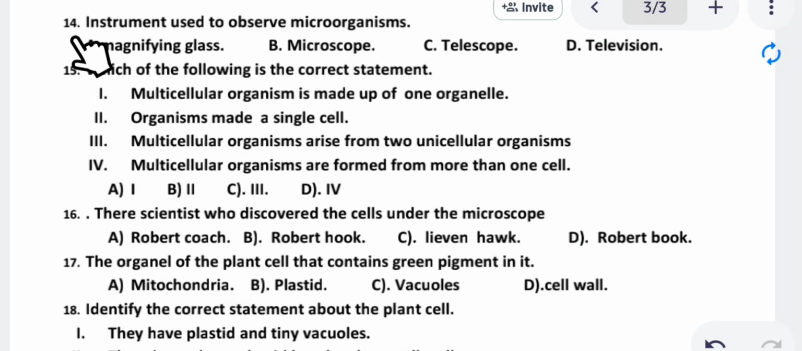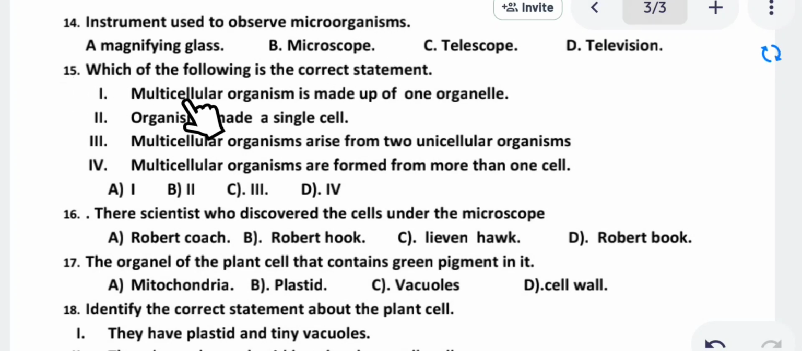Next question, 14th question. Instrument that is used to observe the microorganism. Magnifying glass, microscope, telescope, television. Magnifying glass we are not using. Telescope, it is used for seeing the stars and all. Television for seeing programs, whereas microscope is the answer, as we are using this to observe the microorganisms.